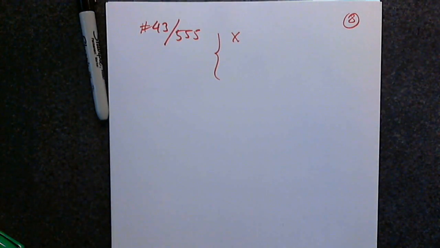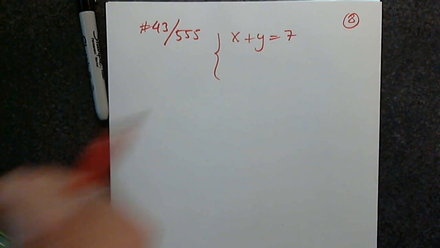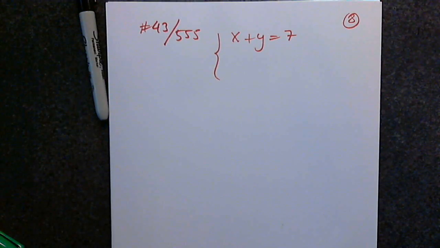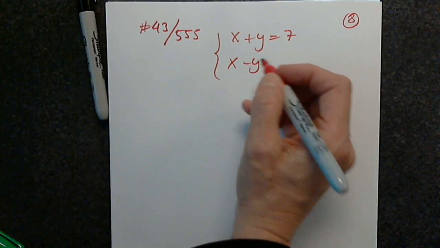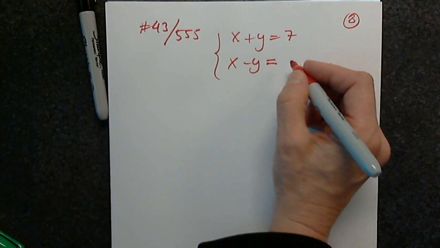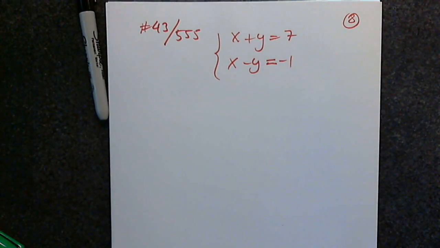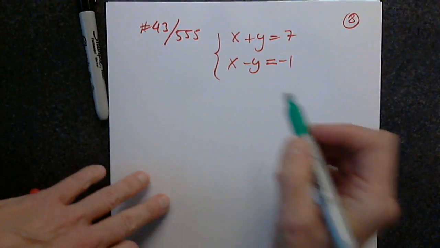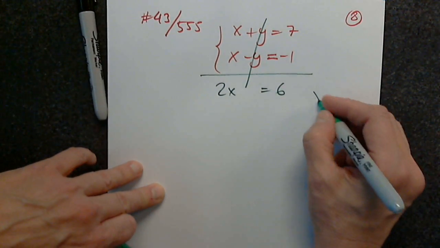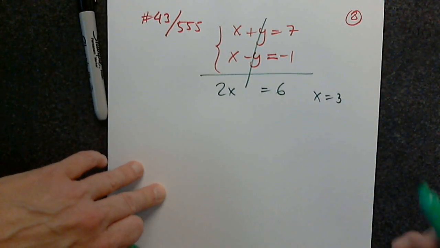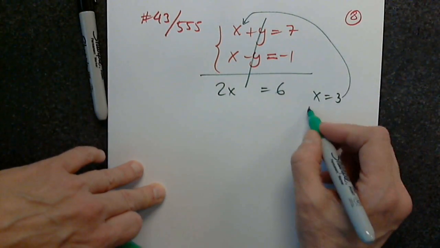Yes, the sum of two numbers is 7. If one number is subtracted from the other, their difference is -1. Find the numbers. Oh, it's already set up. 2x equals 6. x equals 3. If x is 3, how much is y?